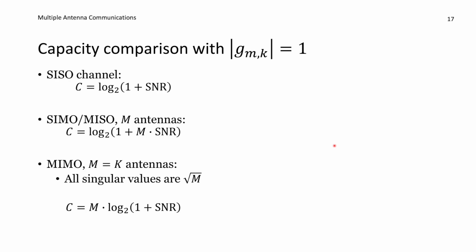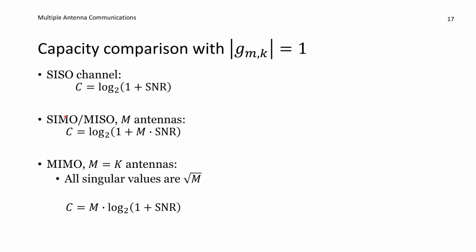Let's now compare the SISO channel capacity, the SIMO and MISO case that are providing the same capacity, and this MIMO capacity that we have just derived. And to make it simple, we assume that whatever channel response we are dealing with, its absolute value is always going to be equal to 1. Then the SISO channel capacity, C, is log 2 of 1 plus the SNR. And then we multiply with a 1 here, which is going to be the square of the absolute value of G.